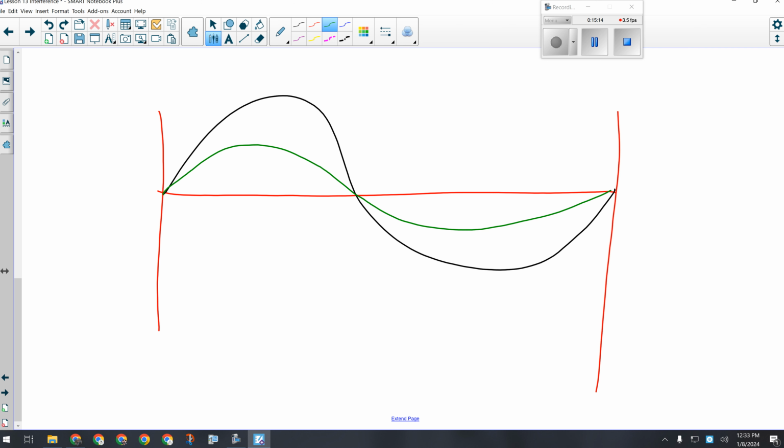These two waves are trying to occupy the same space at the same time. Draw the resulting shape of the medium. What would you draw? First off, what kind of interference would this be?